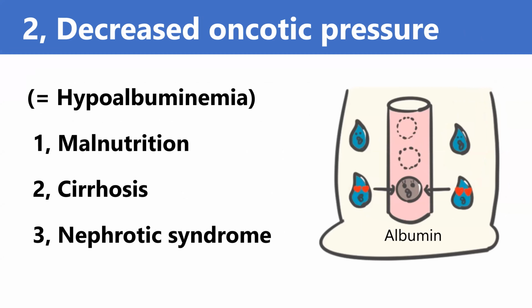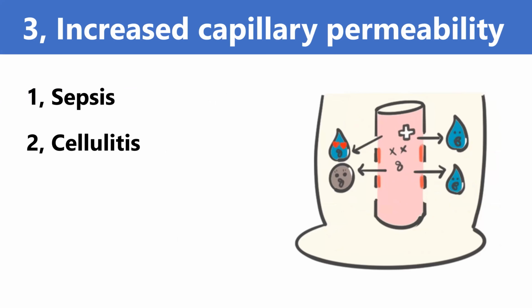The next one, decreased oncotic pressure, which means hypoalbuminemia. This category has three notable conditions. First, malnutrition due to decreased protein intake, which is very common. And second, cirrhosis due to decreased protein synthesis. And third, nephrotic syndrome due to protein loss in the urine. Okay, then the third category is increased capillary permeability, and common causes are sepsis and cellulitis.